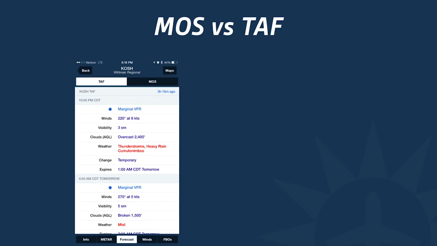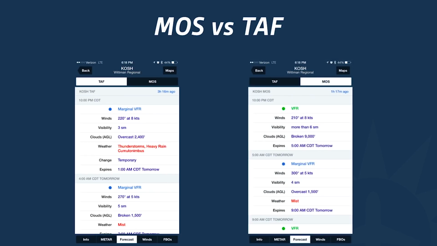Now, I always get a lot of questions about the difference between model output statistics that we added in late 2014 versus the TAF itself. On the left, you have the terminal forecast for Oshkosh. During the EAA, they actually issue a terminal forecast, and it's a part-time TAF. And we took a look at one evening what the TAF was suggesting versus what the MOS was suggesting.